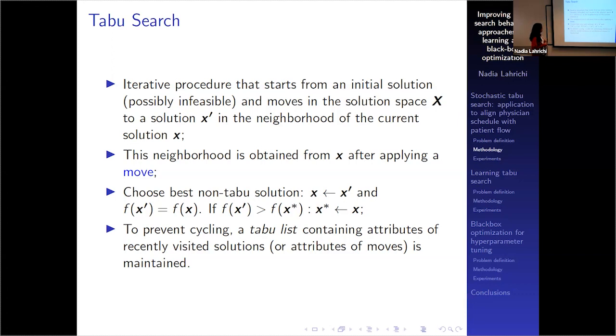The solution in the neighborhood is usually the best non-tabu solution. So you have an objective function here that you need to consider. To get to the neighbor, you have a move that you have to determine.